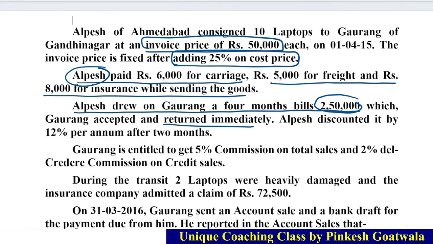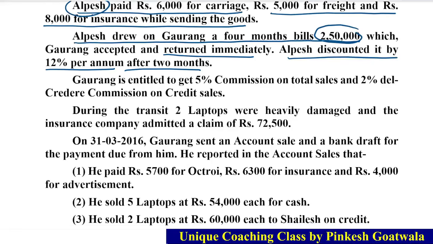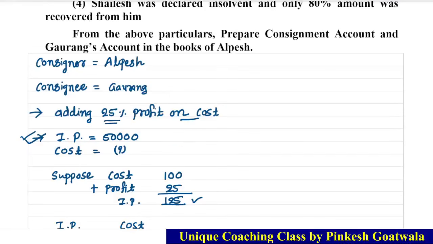And returned immediately. Alpesh discounted it at 12% per annum after 2 months. So here he discounts the bill also. We have already learned this type of point in the second sum of this chapter, how to find out discount. So let's calculate that discount. And here some minor twist comes. Here the bill is of 2,50,000 and it's for 4 months. How many months is it for? It is for 4 months. And it was discounted after 2 months. So let's calculate this.